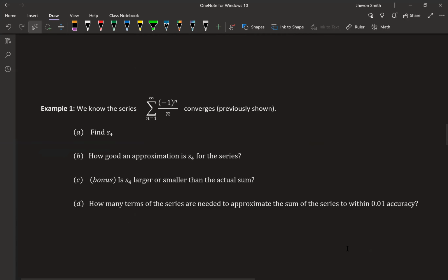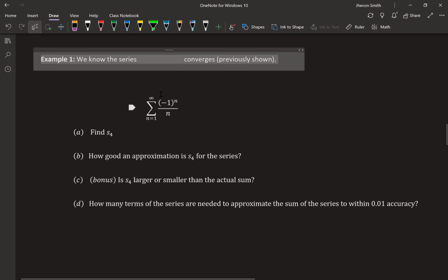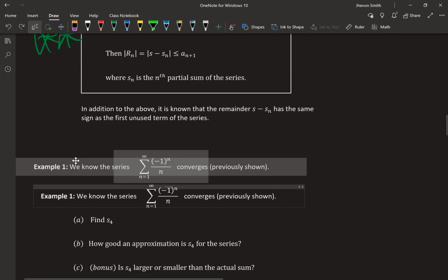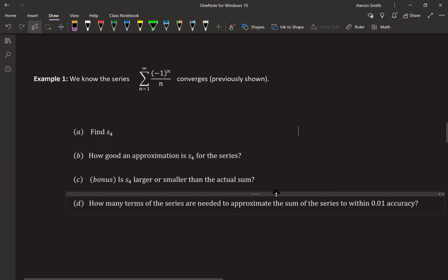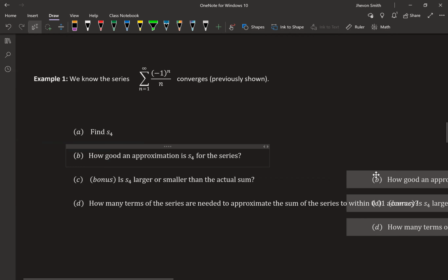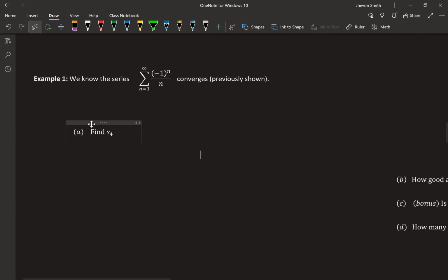Let's jump into an example that we've looked at before. This is the alternating harmonic series. We saw that it converges, and now we're going to answer some estimation questions about it. Here it says find S4. We know this series converges, which we showed in the last lecture. S4 is the fourth partial sum.